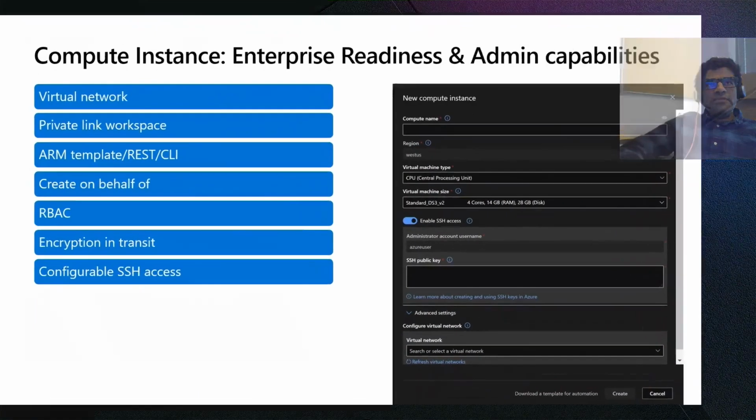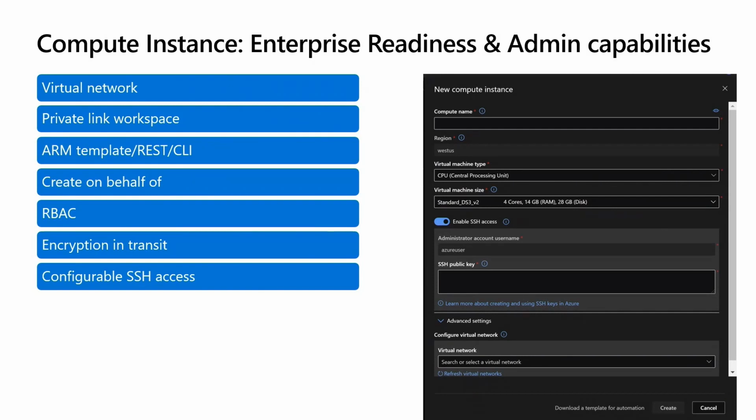So in terms of enterprise readiness capabilities, we have virtual network support, which is really needed by every enterprise for network isolation, a very key requirement. You can now provision compute instances in private link workspace, as we'll show in the demo. And you can use ARM templates, REST API, or CLI support to help automate creation and management. We also support admin creating on behalf of data scientists and assigning to them for use. With this, there's a clear separation of concerns where data scientists don't need to have create compute permissions. And we support RBAC, and through RBAC, you can control create, start, stop, restart, deletion, and who can access the notebooks. We support encryption in transit using TLS 1.2, and there is configurable SSH access using a public-private key mechanism.